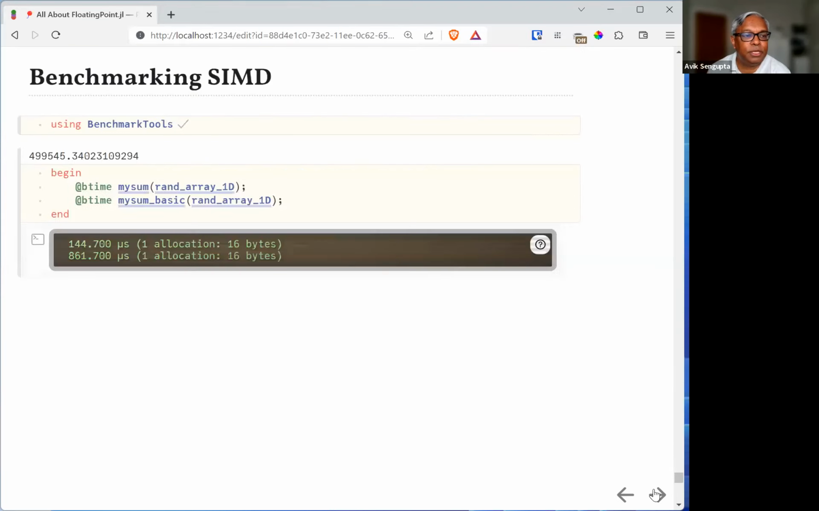And so if you compare the two, my sum, which is with SIMD, is 144 microseconds on my machine, and without SIMD is 861 microseconds. So in this case, it's maybe 6 to 7 times faster just using SIMD. So if you're doing floating point operations in a loop, on arrays, try adding SIMD, and you might just find things becoming faster, right?